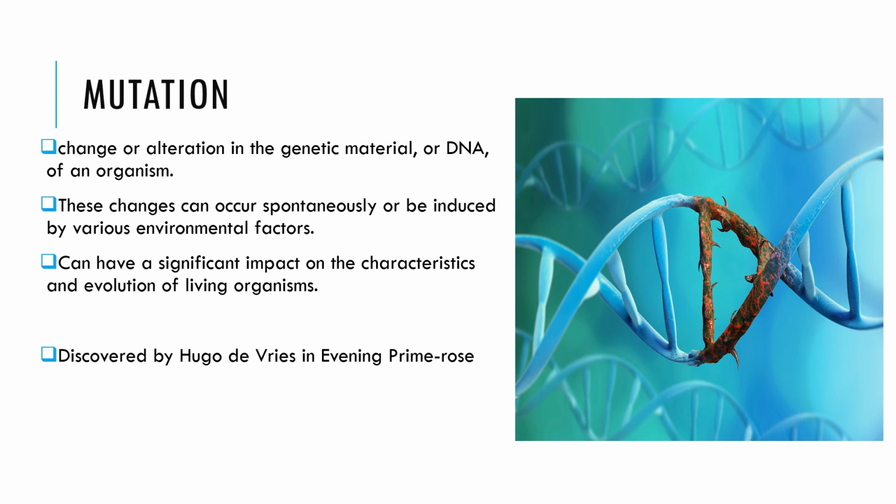Mutation is the change or alteration in the genetic material or DNA of an organism. As you can see in this diagram, this part of the DNA is normal, whereas this part of the DNA has mutation. It's the normal part of the DNA and it's the altered or mutated part of the DNA. If there is a change or alteration in the genetic material or DNA of an organism and it is permanent, it is called mutation.